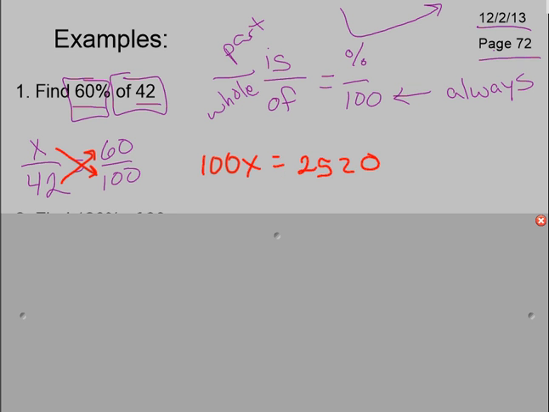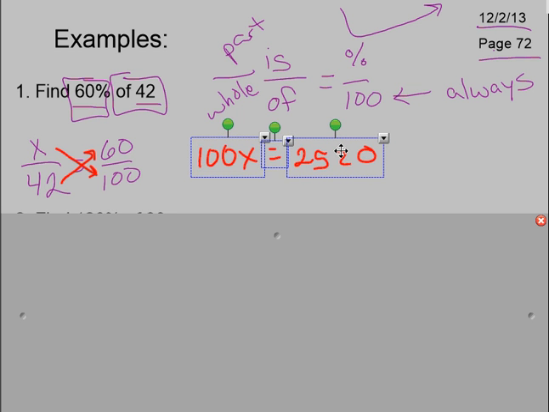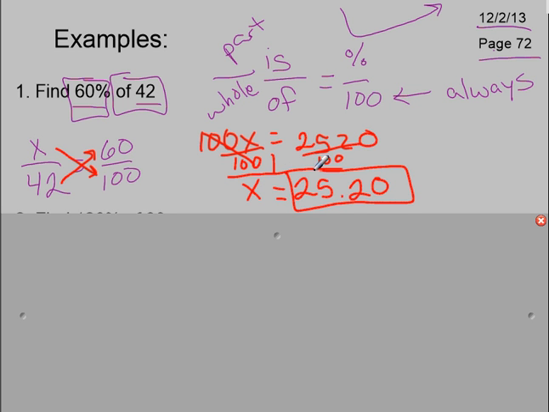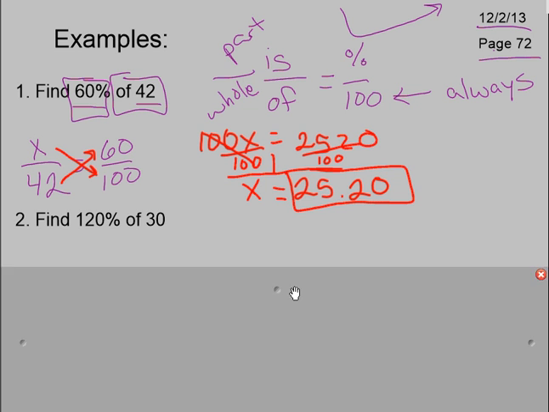Then I'm going to have to solve this proportion by using my upside down t and dividing by 100. When I divide by 100, I end up with 25.20, which tells us that 25.20 is 60% of 42. So that's our answer. Let's try another one.